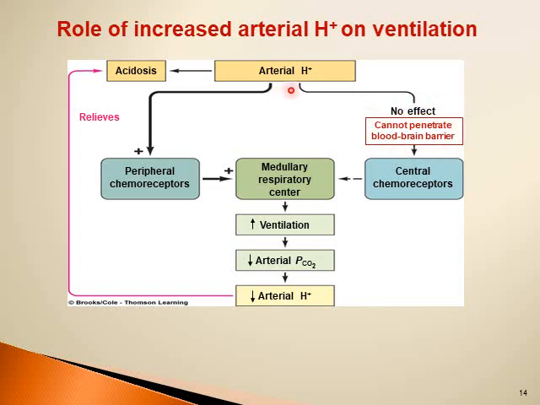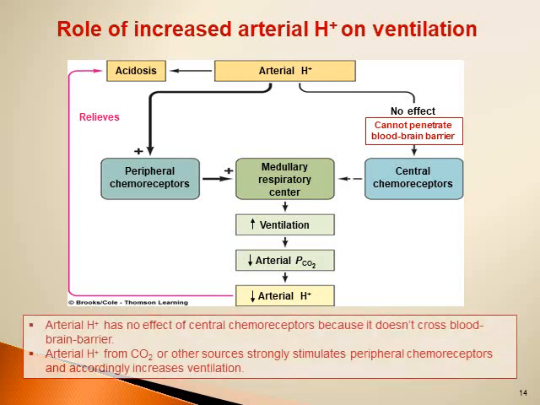So any change in the arterial hydrogen, for example, an increase in the arterial hydrogen, which is acidosis, will stimulate the peripheral chemoreceptors, that in turn will stimulate the medullary center. It will increase ventilation, and washout of carbon dioxide will lead to a reduction in the arterial partial pressure of carbon dioxide, and this will decrease the arterial hydrogen. And this will relieve the acidosis or will correct the condition. Again, it is another example of a negative feedback system.